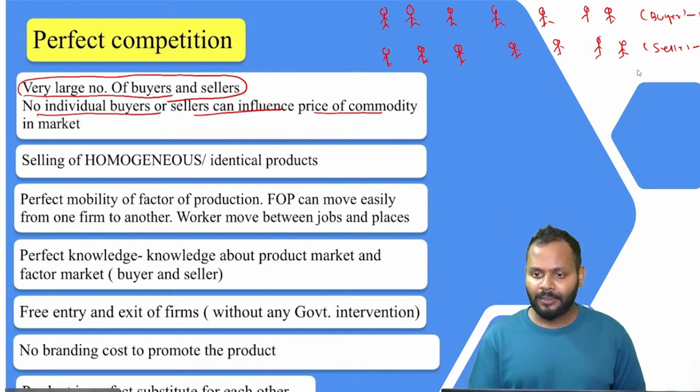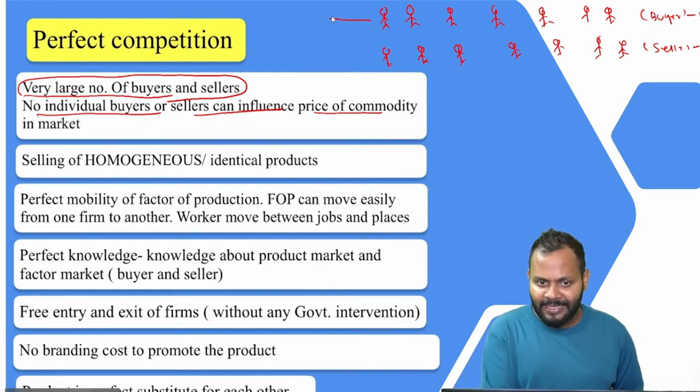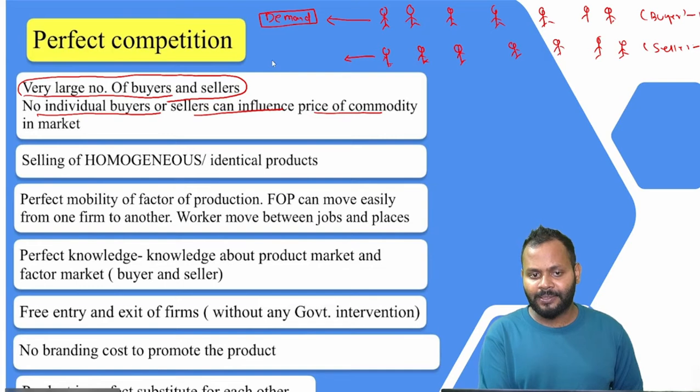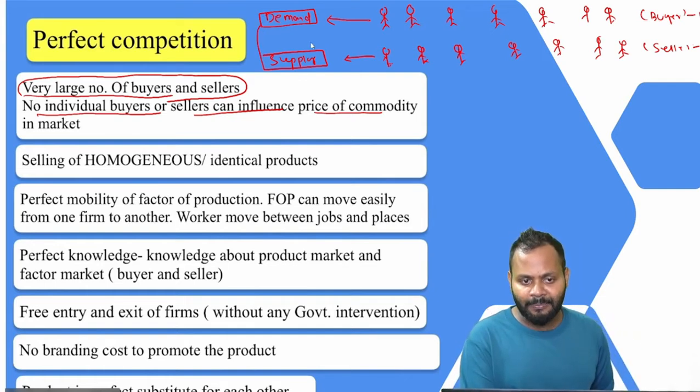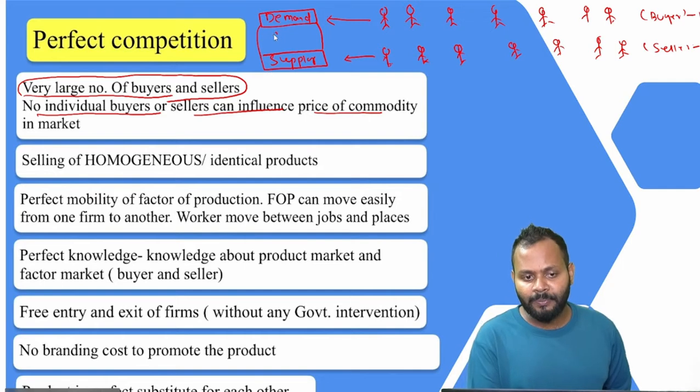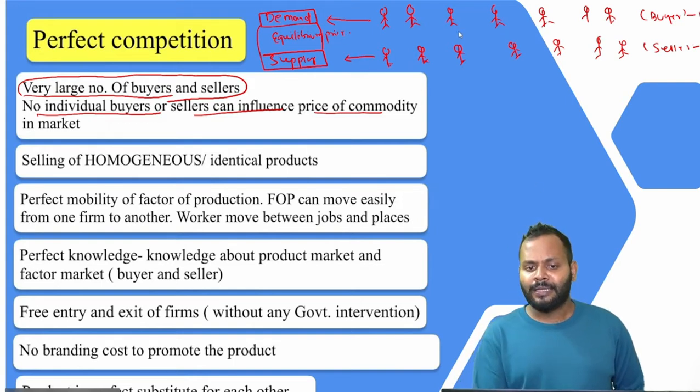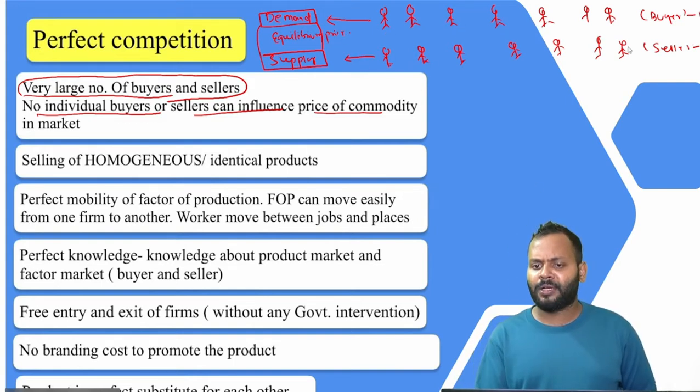That means the buyer side will create demand, and the seller side will create supply. Is it okay or not, everyone? Buyers create demand, sellers create supply. Now ultimately the demand is fulfilled by the supply and they will get an equilibrium price. Equilibrium price, right?